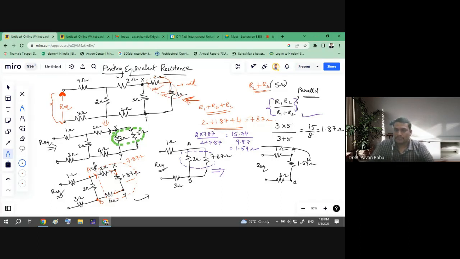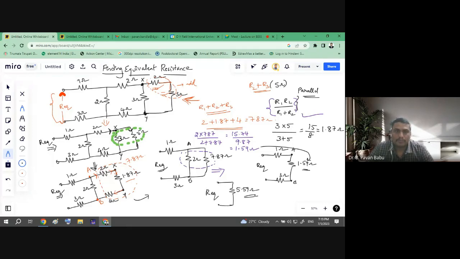Once we found out this value, so these three are again connected in series. So then what is the final equivalent resistance? So the equivalent resistance is, since three elements are connected in series, we can add those values. 3 plus 1 is 4, 4 plus 1.59. So it is 5.59 ohms. So this is the equivalent resistance. So this is how we are going to find out the equivalent resistance, and I'll let you know where it has been helpful to us.